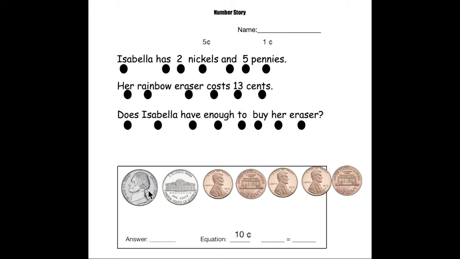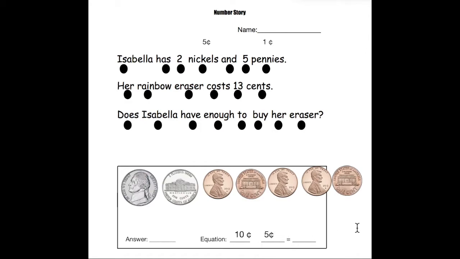So I'm going to move on to my pennies, or Isabella's pennies. And a penny is worth 1 cent. So 1, 2, 3, 4, 5. She has 5 cents in pennies. So I'm going to go ahead and write 5 cents in pennies.